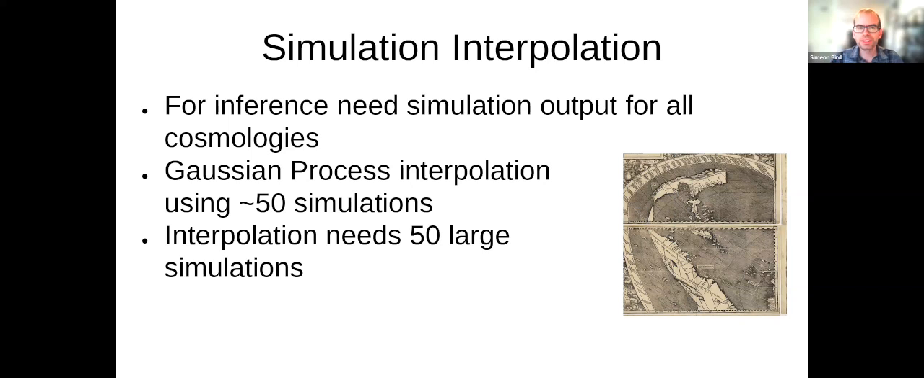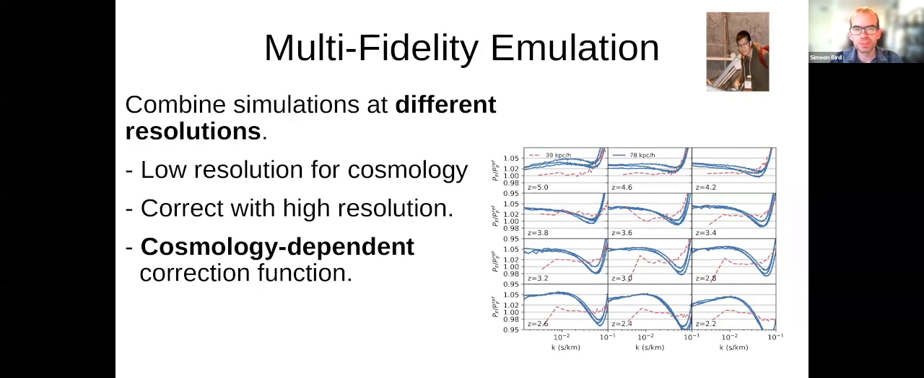So to get around this, we've come up with a new technique called multi-fidelity emulation, which is really the brainchild of my student Ming-Feng Ho, pictured here working on a telescope. The idea is that we combine simulations at different resolutions to produce an interpolating function that can produce results for the flux power spectrum for arbitrary cosmologies as if we had run a high-resolution simulation at that set of cosmological parameters.